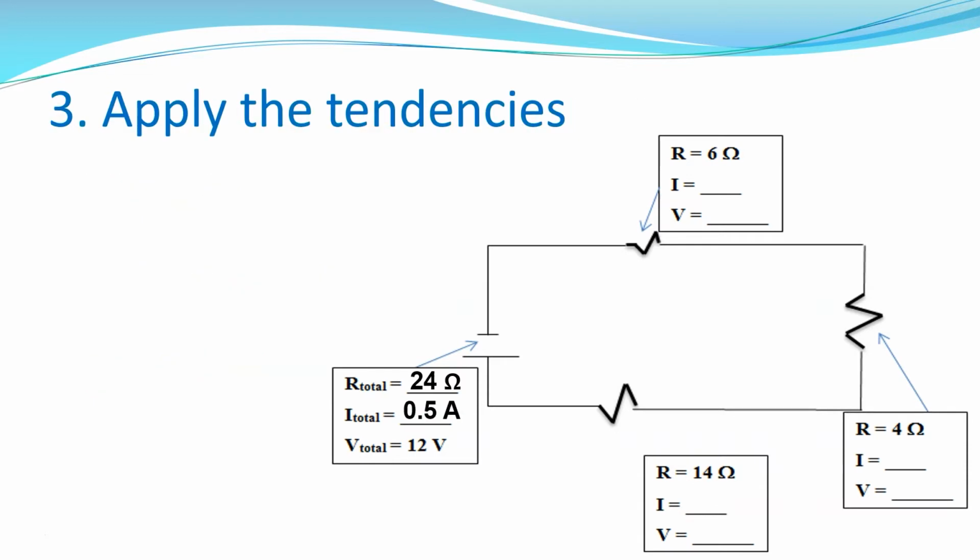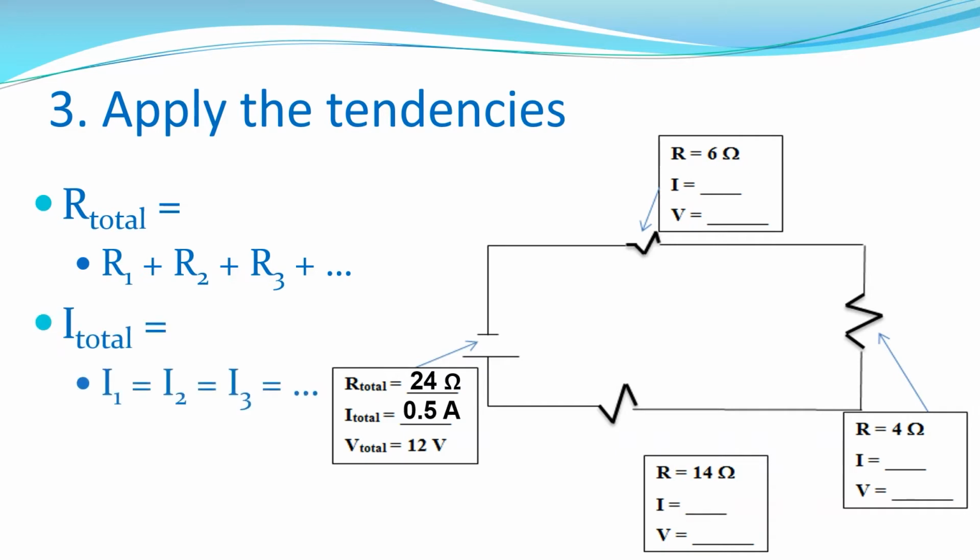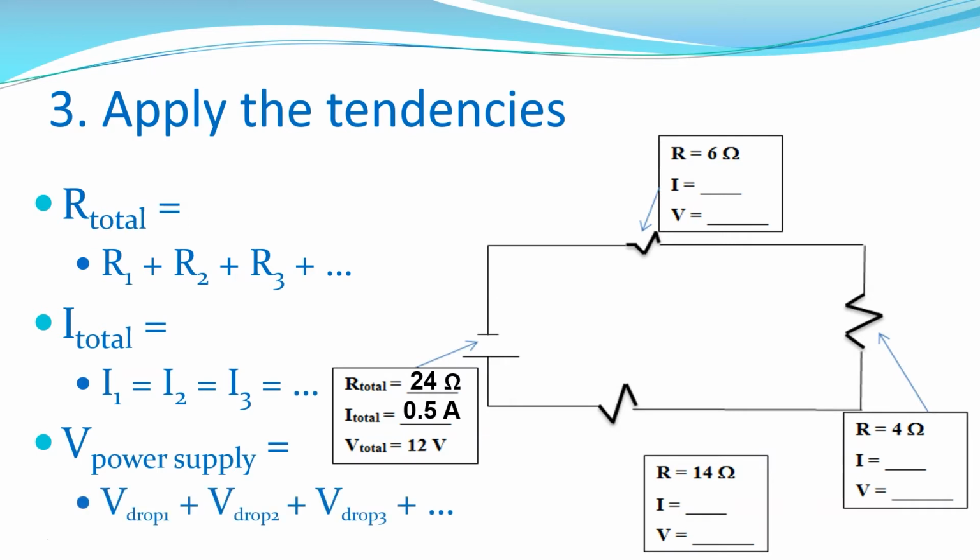At this point, I can double check. Can I apply any of my tendencies? I've found the total resistance by adding all the resistors. Well, I know the total current is equal to the current at every other point throughout. And I know the total voltage will be the sum of all the voltage drops.